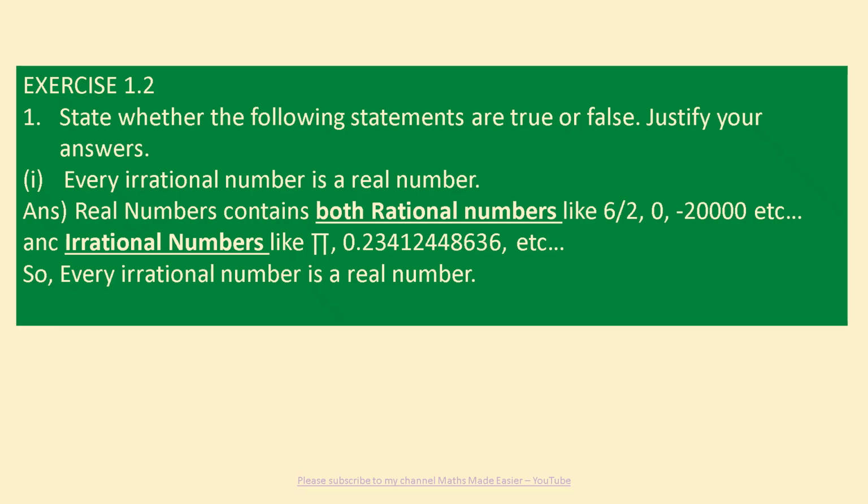Let's look into the problems. State whether the following statements are true or false. Justify your answers. Every irrational number is a real number. Yes, we know that the real numbers are a superset of both the rational numbers like 0 or -20,000 as well as the irrational numbers like pi. Since it is a superset, we can say every irrational number is a real number. The answer to this is true.